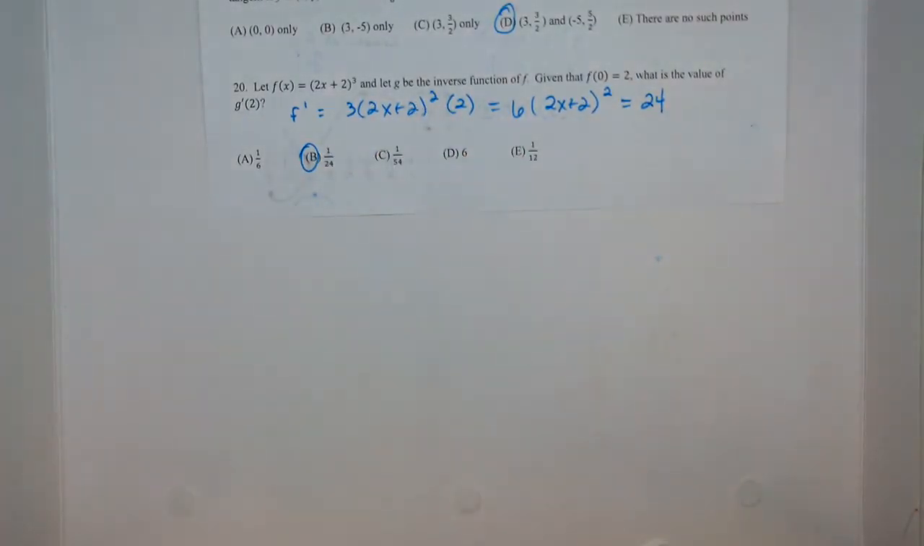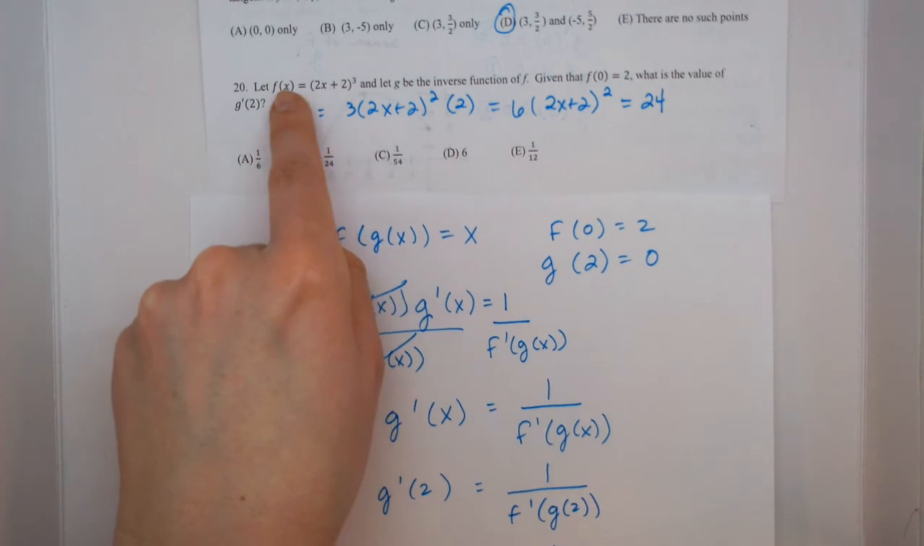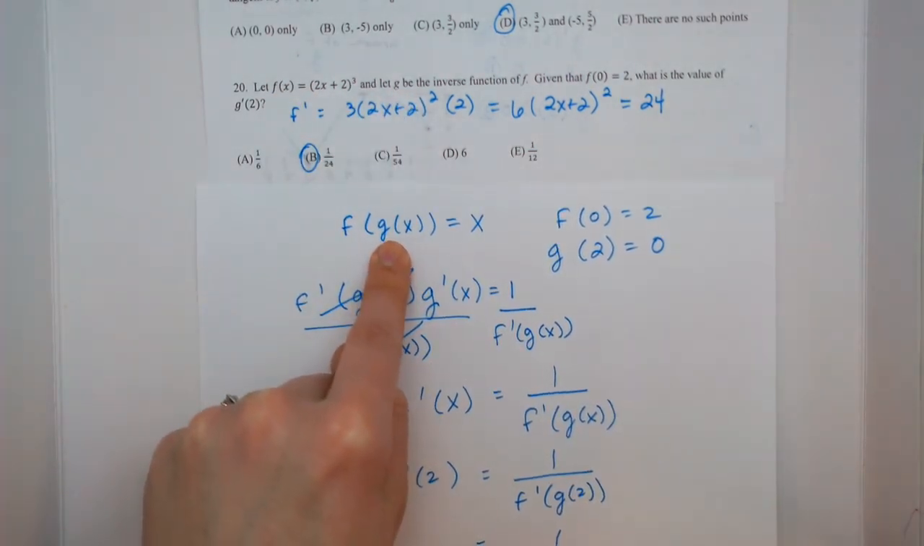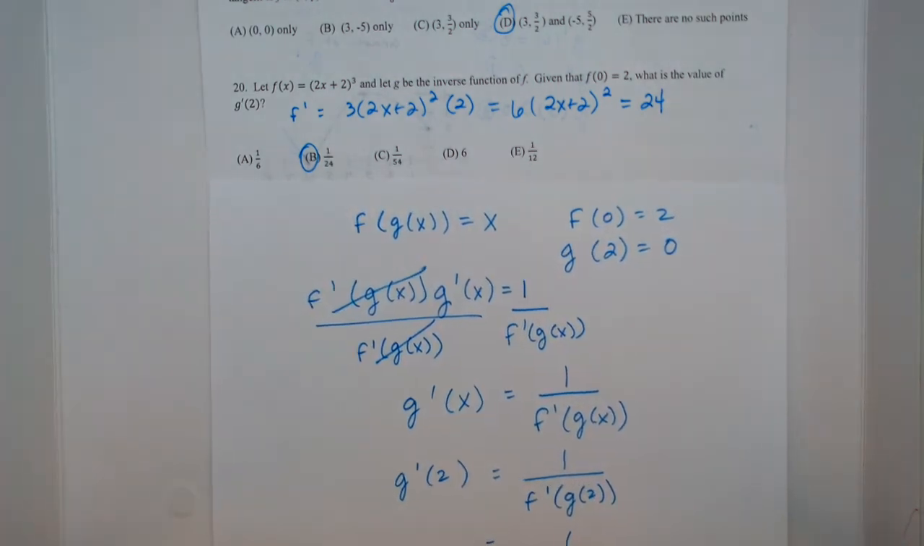This is a problem that I've seen on many AP exams, and it really goes nowhere unless you remember this rule. If you see that f and g are inverses, you have to use this rule, f of g of x equals x. And then differentiate it and solve for g prime. Plug in what you know.